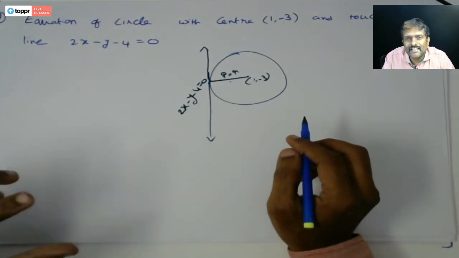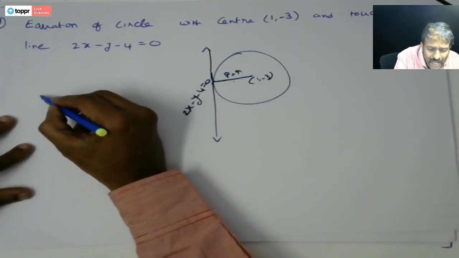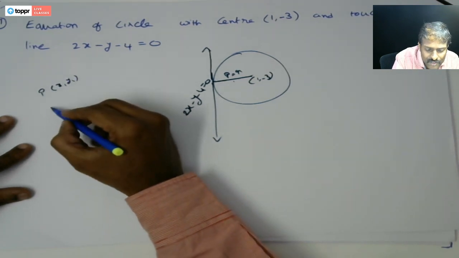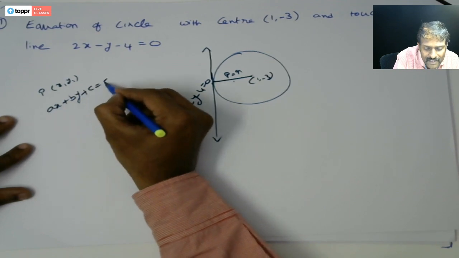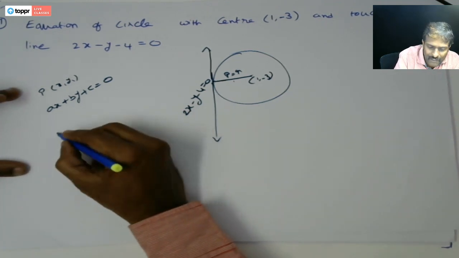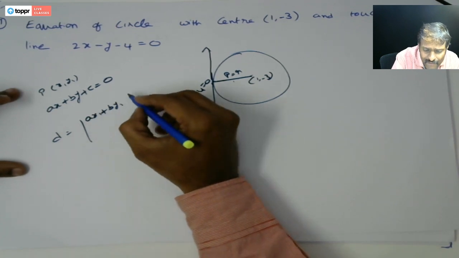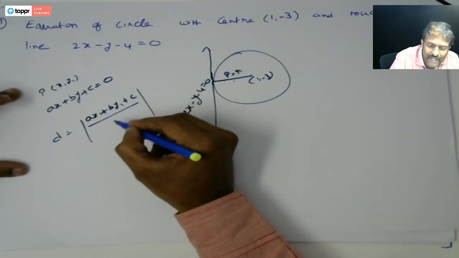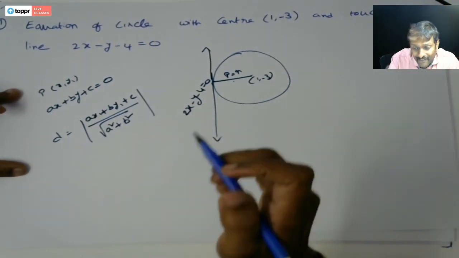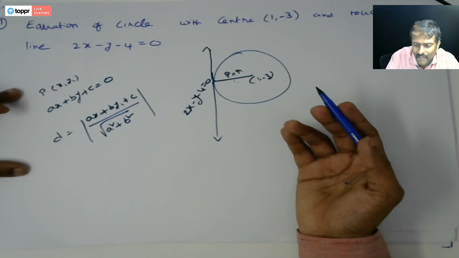Now how can I calculate the distance between a point and a line? Suppose I have a point P (x1, y1), and I have an equation ax plus by plus c is equal to 0. Now I want to find the distance between these two. We know the formula: the distance is given by modulus of ax1 plus by1 plus c by root of a square plus b square. So now I can find the radius of the circle using this.